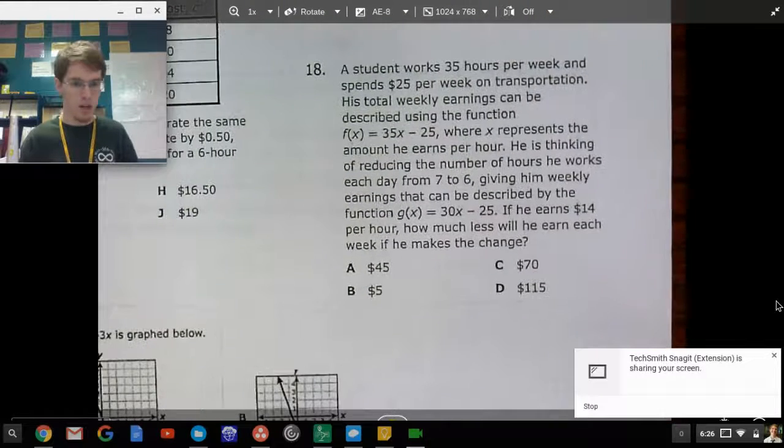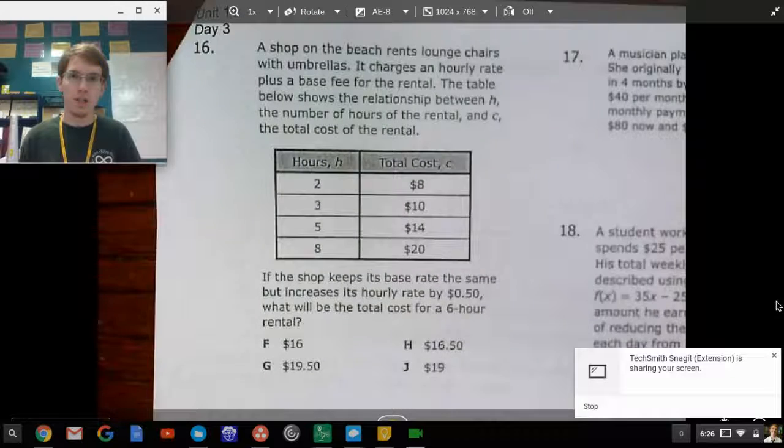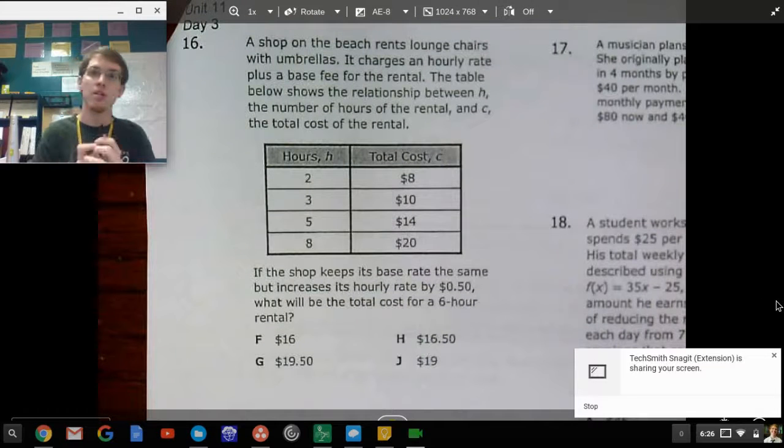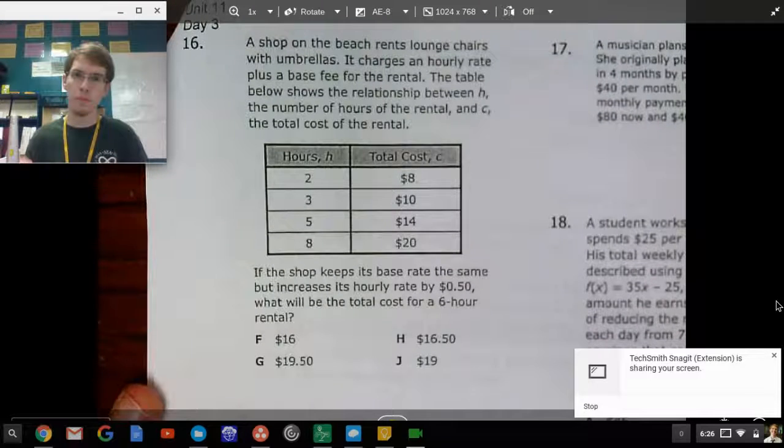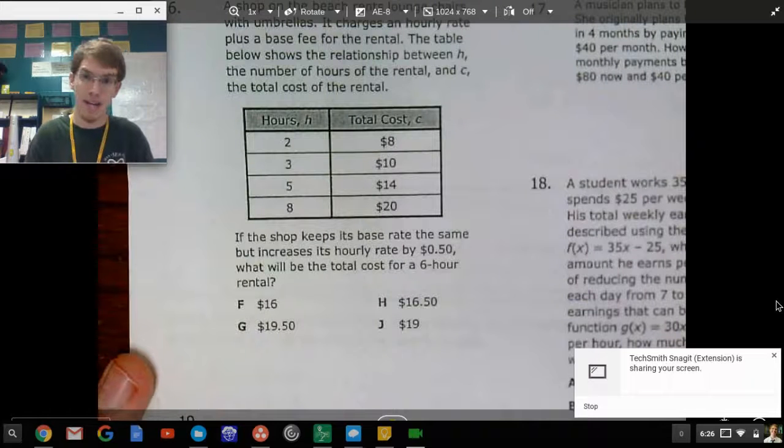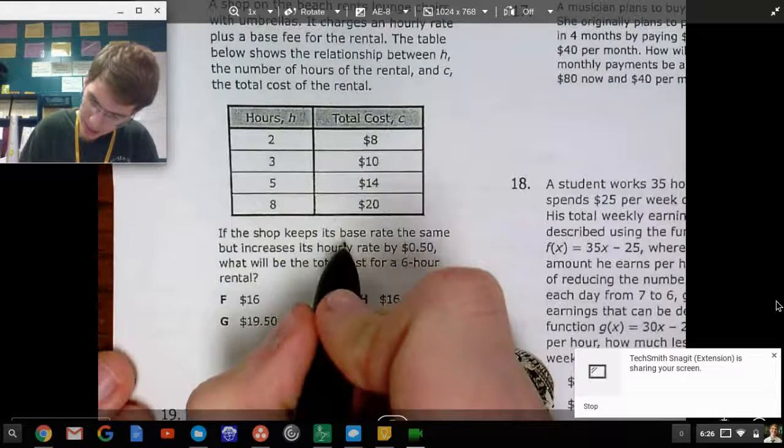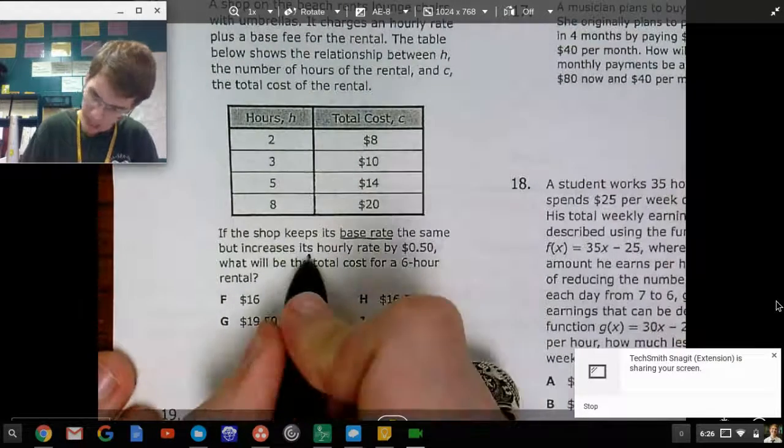Okay. All right, number 16. A shop on the beach rents lounge chairs with umbrellas. It charges an hourly rate plus a base fee for the rental. The table below shows the relationship between H, the number of hours of the rental, and C, the total cost of the rental. If the shop keeps its base rate the same, but increases its hourly rate by 50 cents, what will happen to the total cost? What will be the total cost for a 6-hour rental? So let's see, we're going to keep the base fee the same, but increase the hourly rate.